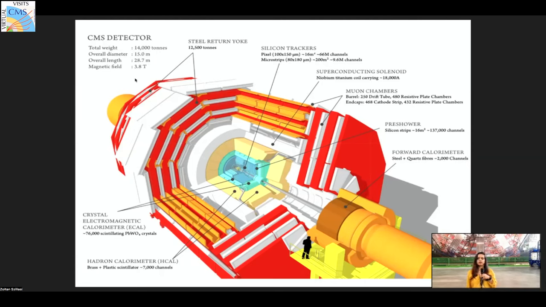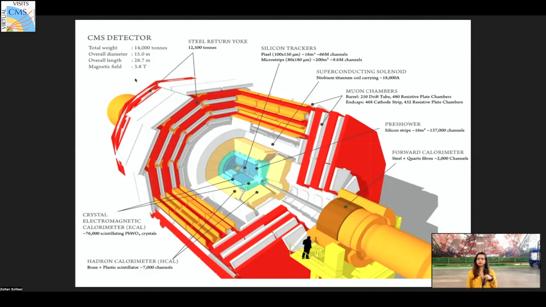Most of the CMS is situated inside this magnet. This is all the tracker part and the calorimeters, which measure the energy of the particles. They are fitted inside this magnetic coil, and in order to contain this magnetic field, there is a large shielding of iron material, which you can see in the red color, outside this coil. And here we also have our muon detectors.